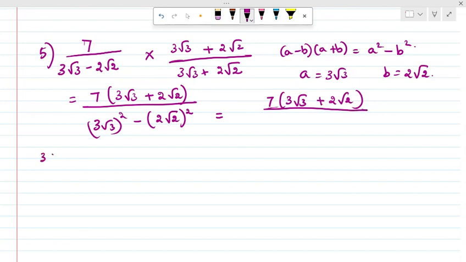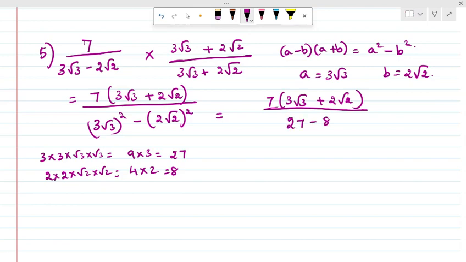How to do that? 3 into root 3 into root 3. That is 9 into 3 which is equal to 27. And 2 root 2 already we know that is 8. 2 into 2 into root 2 into root 2 which is equal to 4 into 2 which is equal to 8. So here 27 minus 8. Now, the numerator will be as it is. 7 into 3 root 3 plus 2 root 2 divided by 27 minus 8 is 19. That's all.